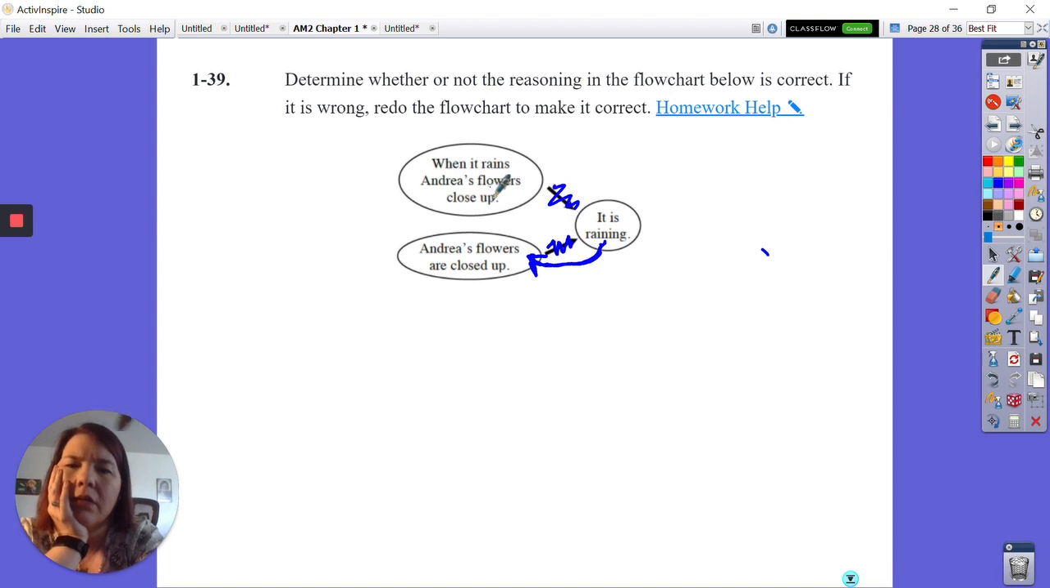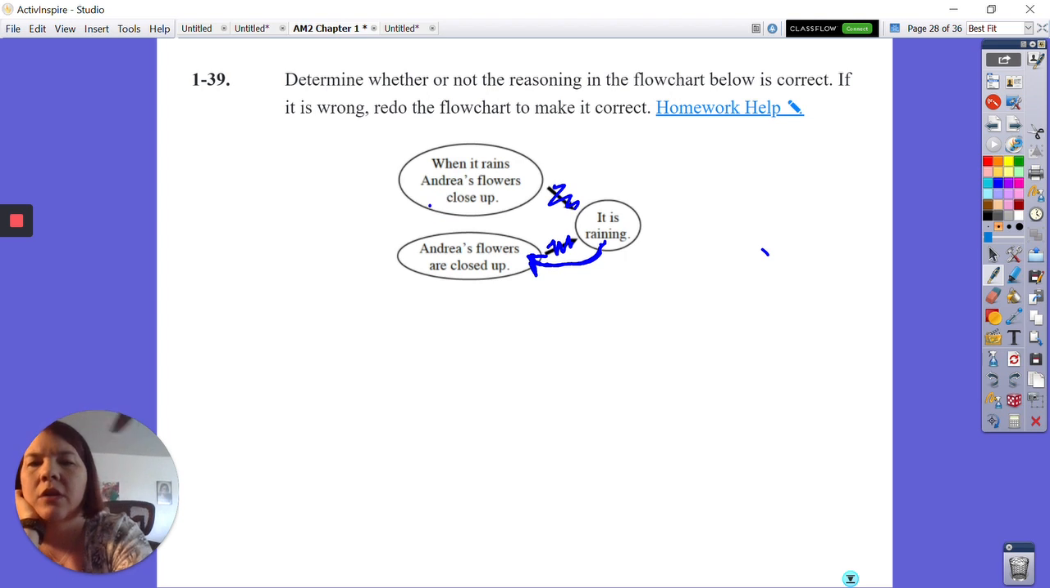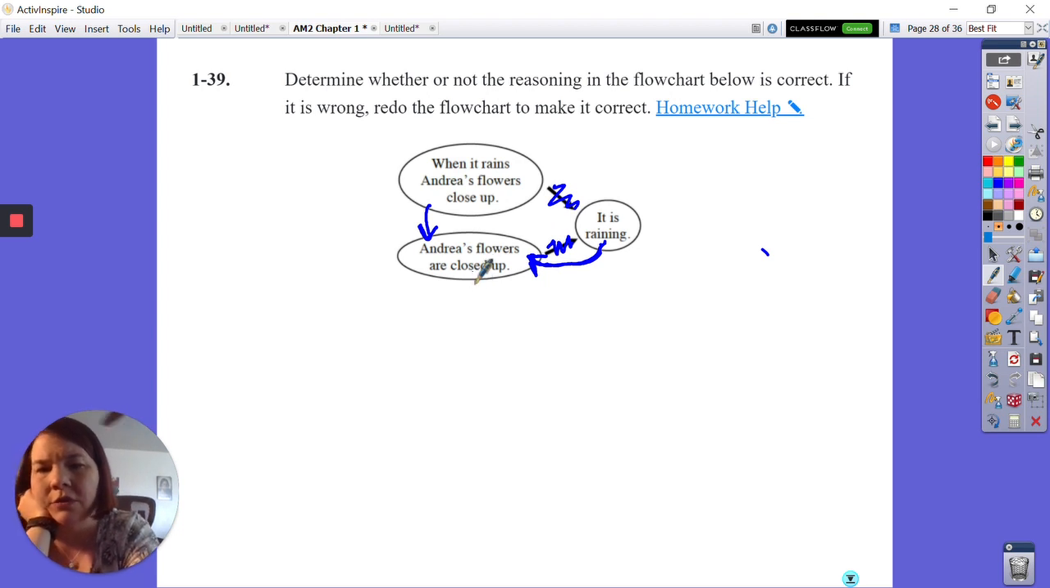What about, oh wait, is it raining causing this? No, it's raining is not causing that circumstance. The circumstance is something that's true about Andrea's flowers. But the two of them together are the reason Andrea's flowers are closing. Her flowers are closed up because it's raining, and this is true about her flowers. So those two together are causing this. So the arrows are really important. All the statements are fine. It's just what's causing the other. Okay.